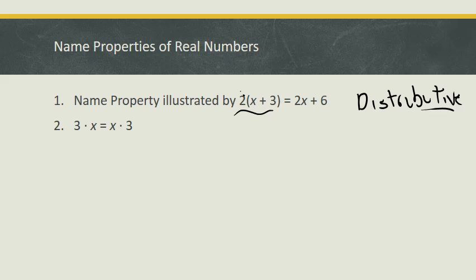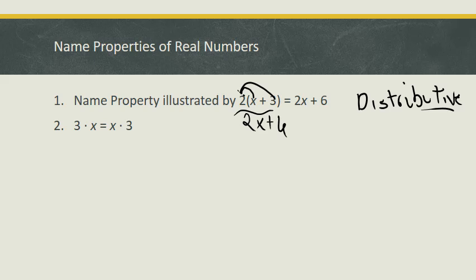And I can see if I distribute the 2 to the x, that's going to give me 2x. And distribute the 2 to the positive 3, it's going to give me 6. 2x plus 6 equals 2x plus 6. And if I'm naming the property illustrated, I'm going to say that it is the distributive property.